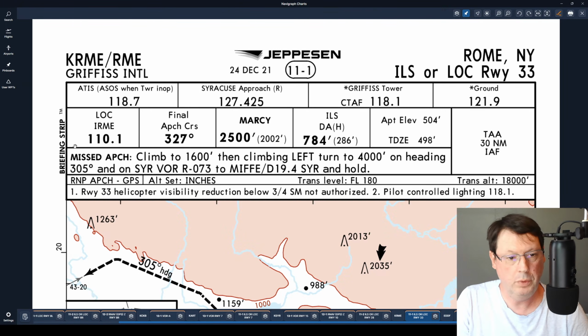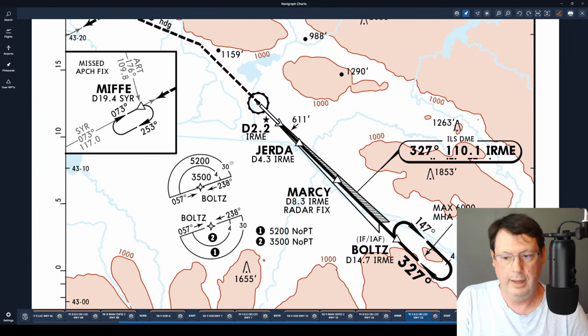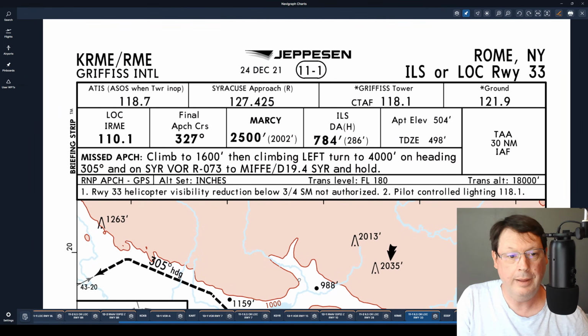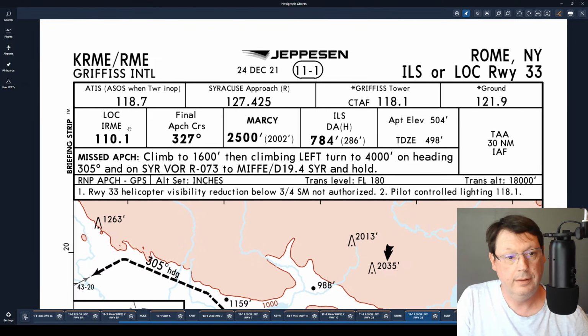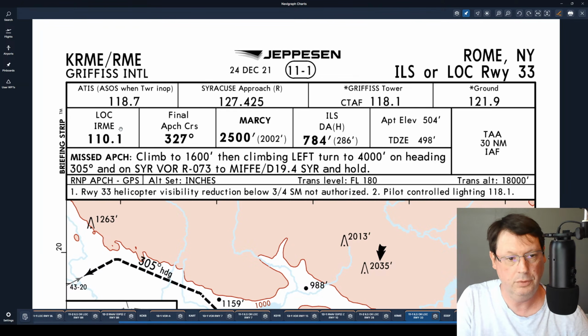So you tune in the 110.1. Now, what is IRME? If we come down here, you can see ILS DME IRME. So that is the frequency that comes out from the runway and gives you the left right guidance and the vertical guidance for the ILS. The IRME is the Morse code identifier for the transmitter that's transmitting the radio frequency.